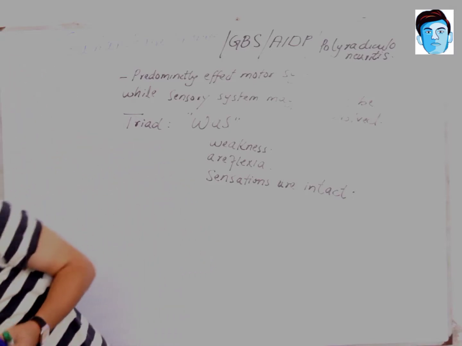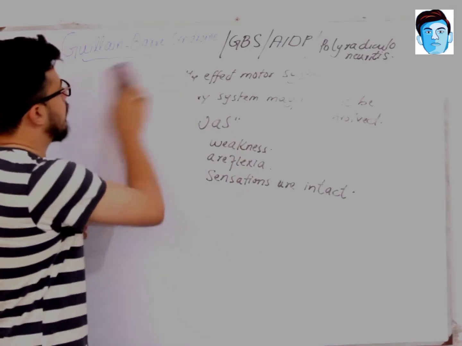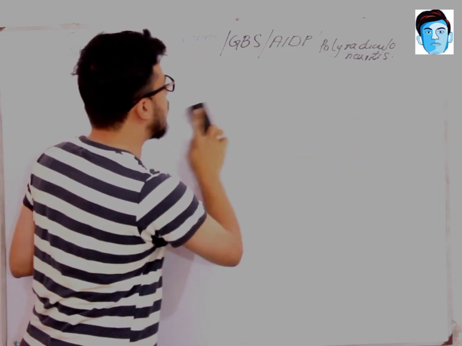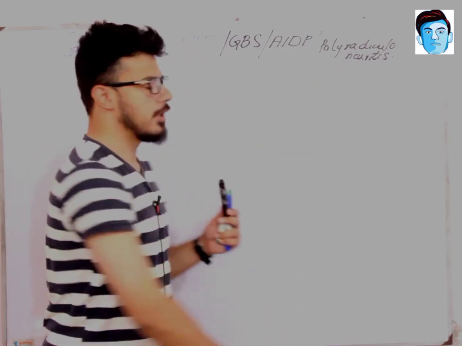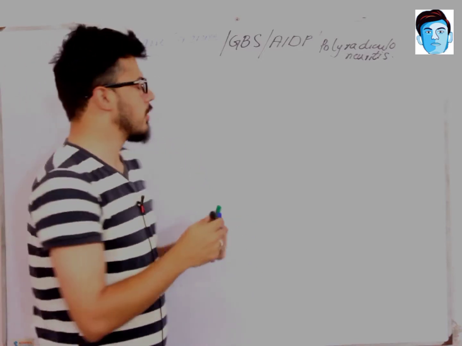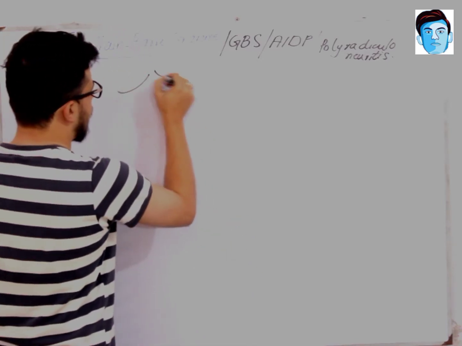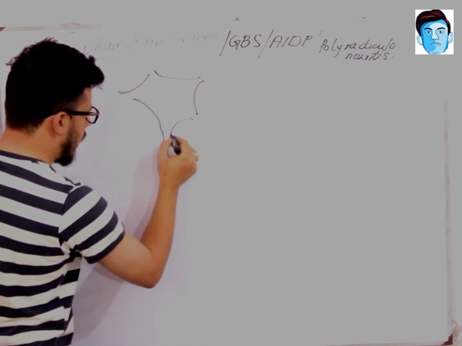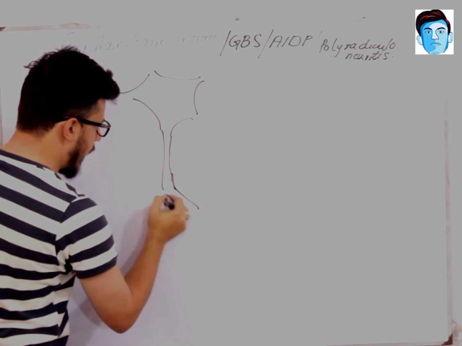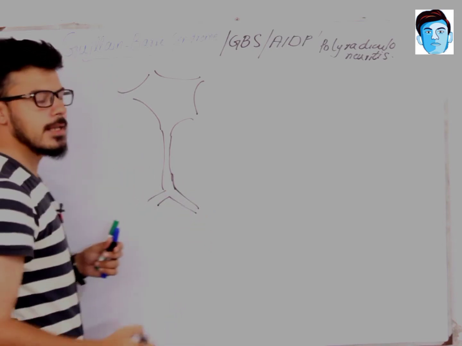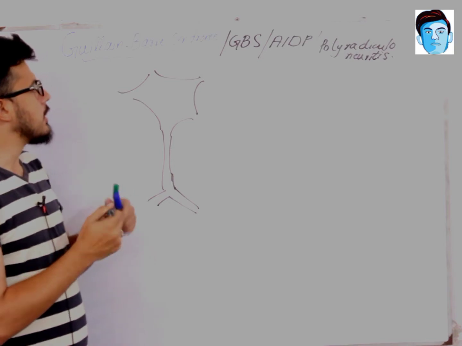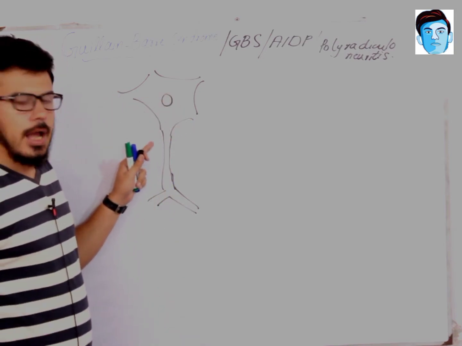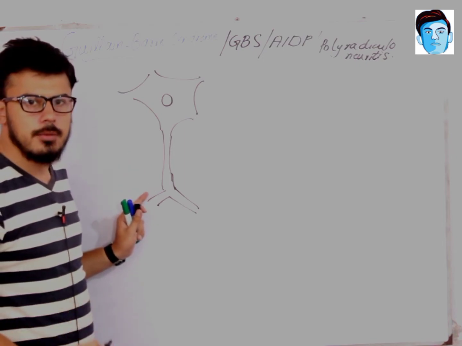Now let's discuss the neuronal structure. As you are familiar with the nerve structure, let's suppose we have a nerve, and these are the dendrites of the nerve, these are the cell bodies, these are axons, and the terminal portion is termed as axon terminals.